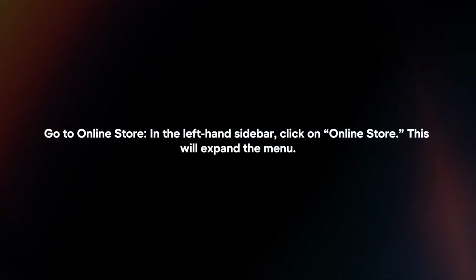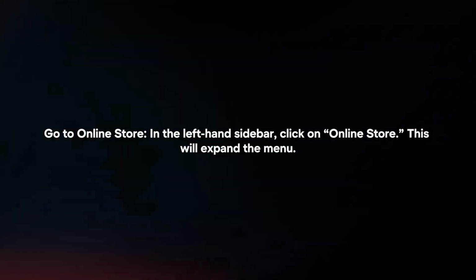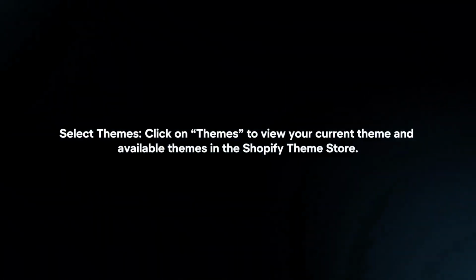Go to Online Store. In the left-hand sidebar, click on Online Store. This will expand the menu. Select Themes. Click on Themes to view your current theme and available themes in the Shopify theme store.